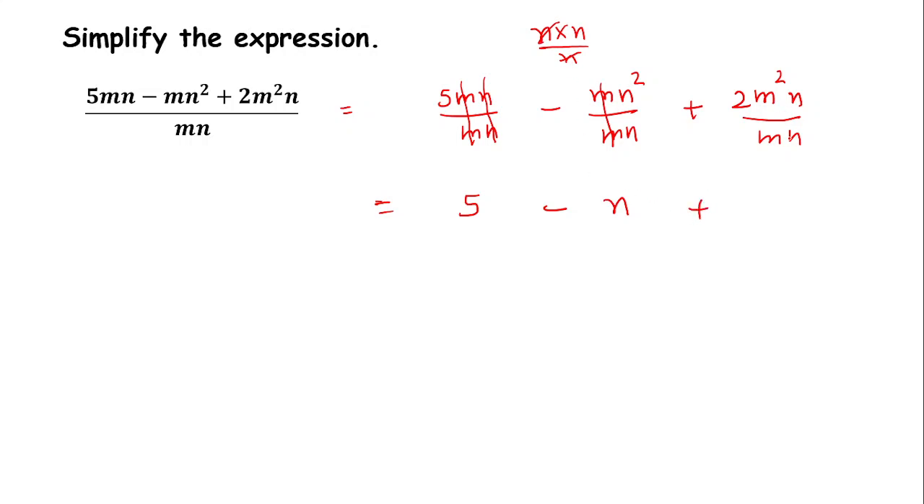Plus, n got cancelled. Here we have m square over m. So m square over m will give me only m. Why? M square over m is equal to m times m over m. One m gets cancelled, I have only m left. That's it, my students. This is the way you can divide one polynomial by a monomial.